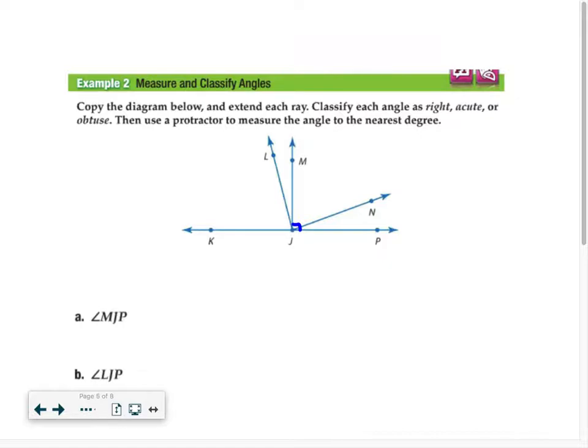Yep, angle MJP. So start at M, go to J, then out to P. So that angle, that's the one that has the box. So we can classify that as a right angle. All right angles are 90 degrees, so we don't need to measure that one with the protractor.